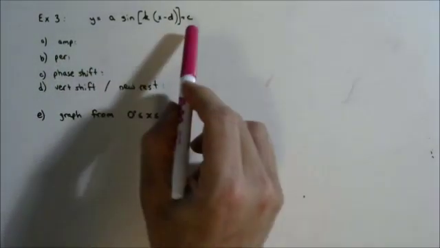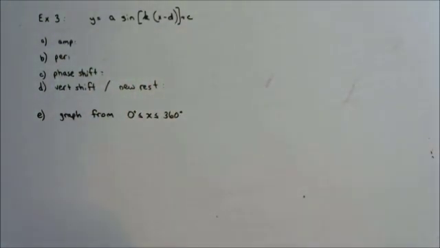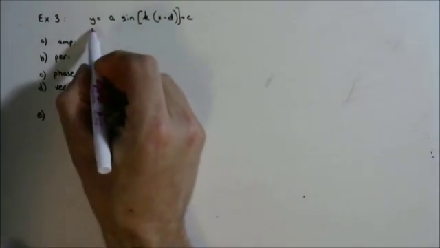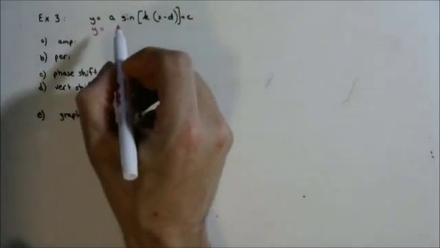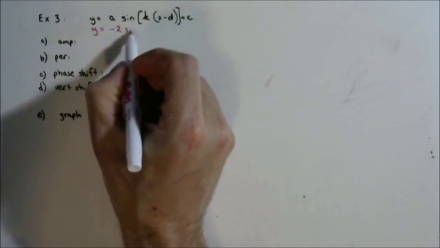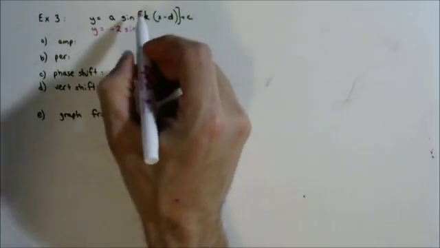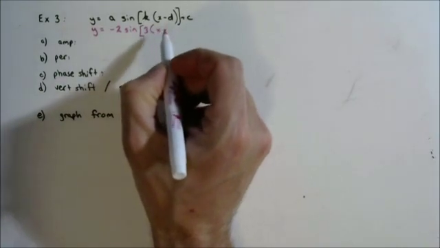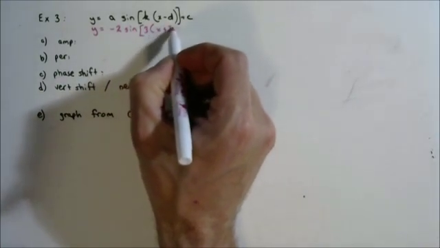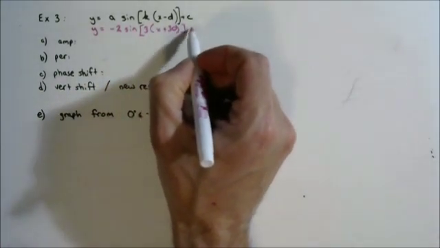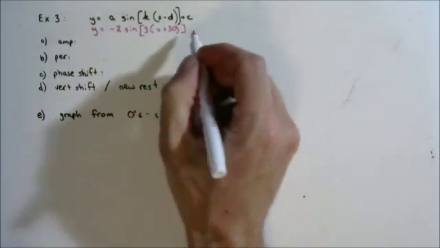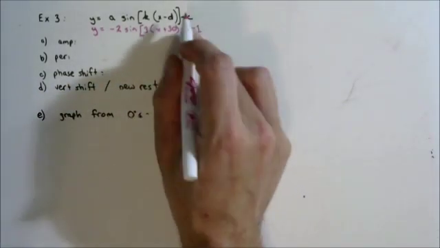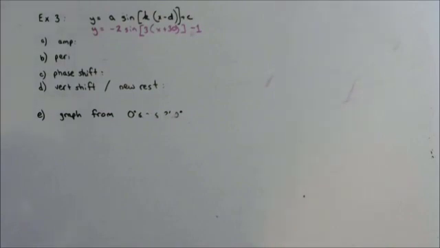This time we have all 4 parameters worked into here. Our function that we're going to be studying and drawing is y equals -2 times the sine of (3 times (x plus 30)), minus 1. All right, well, let's work through this piece by piece, and then we'll think about the best way to graph this, all right?